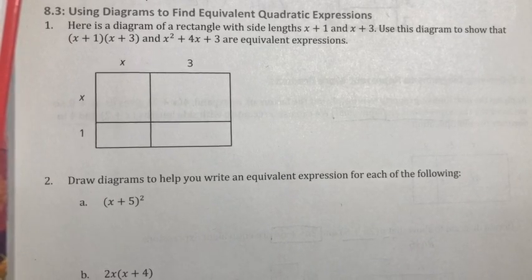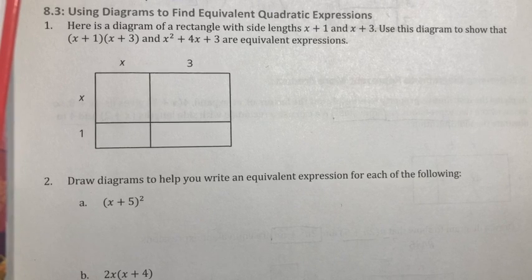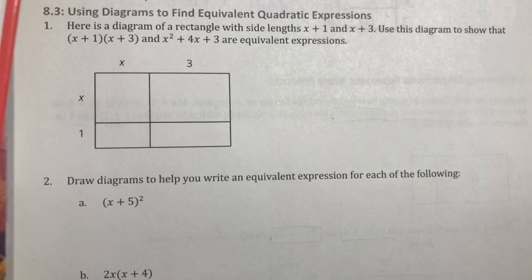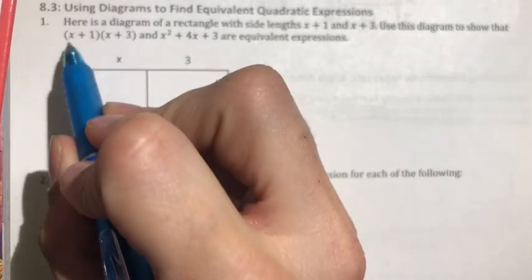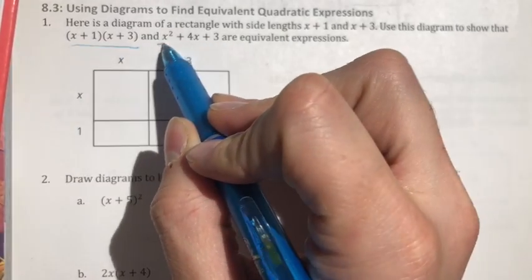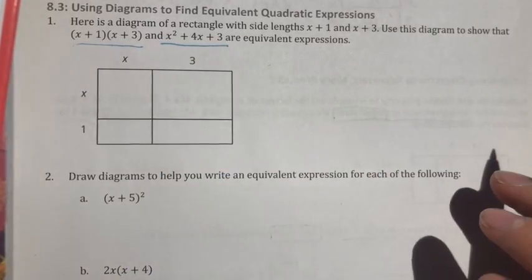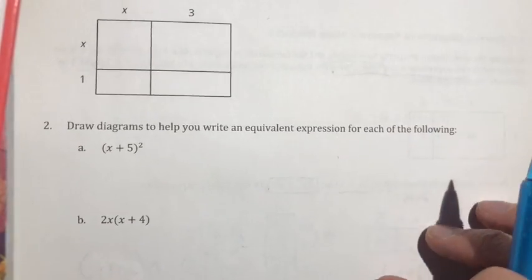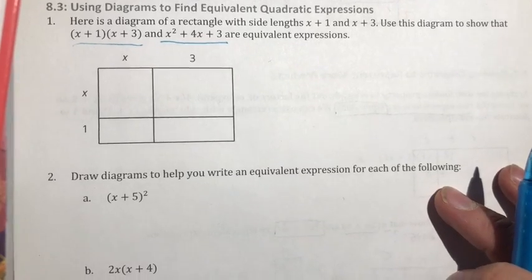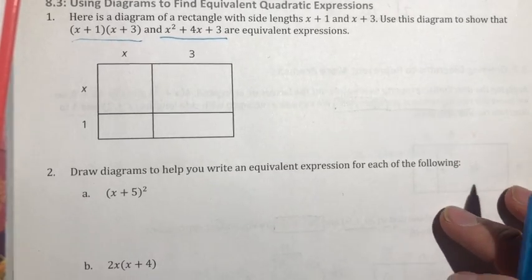It wasn't that bad. So, here is a diagram of a rectangle with side lengths x plus 1 and x plus 3. And we're going to try to show that this expression is equal to x squared plus 4x plus 3. So they're the same thing. So give it a try. And actually, before you do that, we're going to try all 3 of them together.